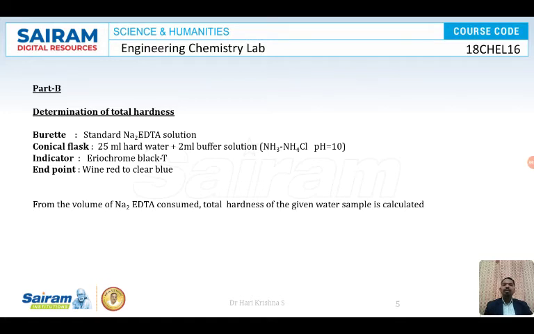The ammonium chloride buffer is added because, what do you mean by buffer? A buffer maintains the pH. During the course of the reaction, H+ ions will be liberated in this solution. Since H+ is liberated, the pH will decrease. For the indicator to give this color, pH 10 is a must. So in order to maintain constant pH, the buffer is added. From the known volume of Na2EDTA consumed, the total hardness of the given water sample is calculated.